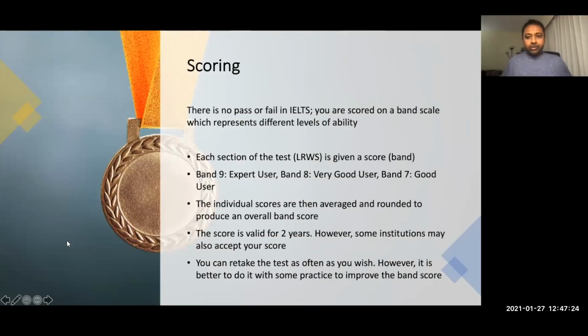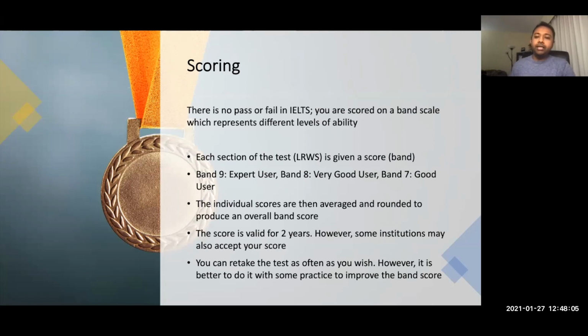All right. So as we were speaking about scoring, remember there's no pass or fail score in IELTS. You're given a band scale, which represents different levels. As I mentioned earlier, band 1 is a non-user, and band 9 is an expert user. Band 8 is a very good user and band 7 is a good user. Each section, which is listening, reading, writing, and speaking, is given a band score, and then an average is the overall band score that you get.